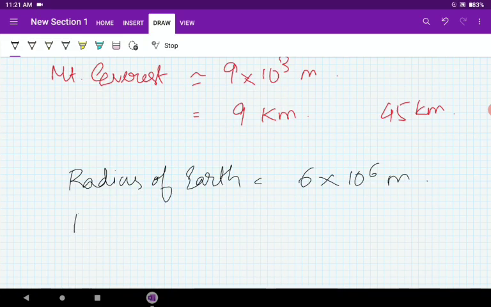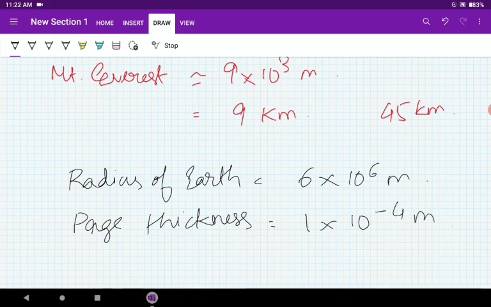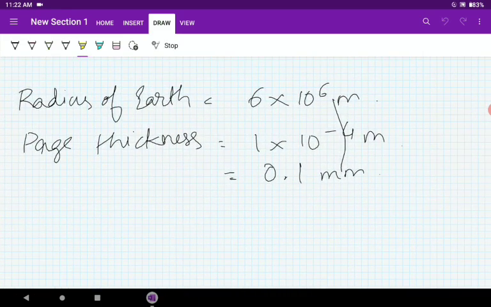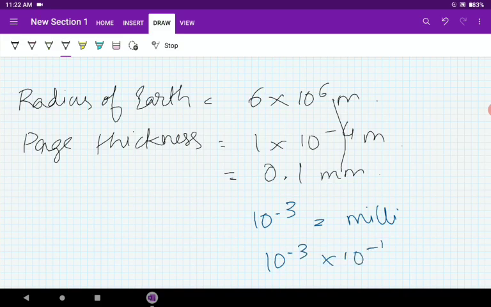What is the thickness of this page? Have you ever imagined the page in which you are writing? What is the thickness of this page? The thickness of a page is about 1 into 10 to the power minus 4 meter. That comes to be 0.1 millimeter. How is it 0.1 millimeter? You are very sure that it is 0.1 millimeter because 10 to the power minus 3 is the prefix for milli. So 10 to the power minus 4 is 10 to the power minus 3 into 10 to the power minus 1 meter.